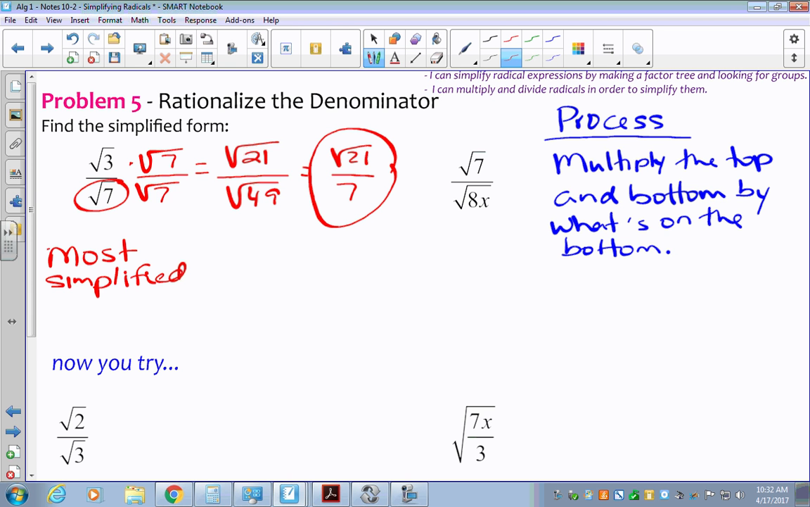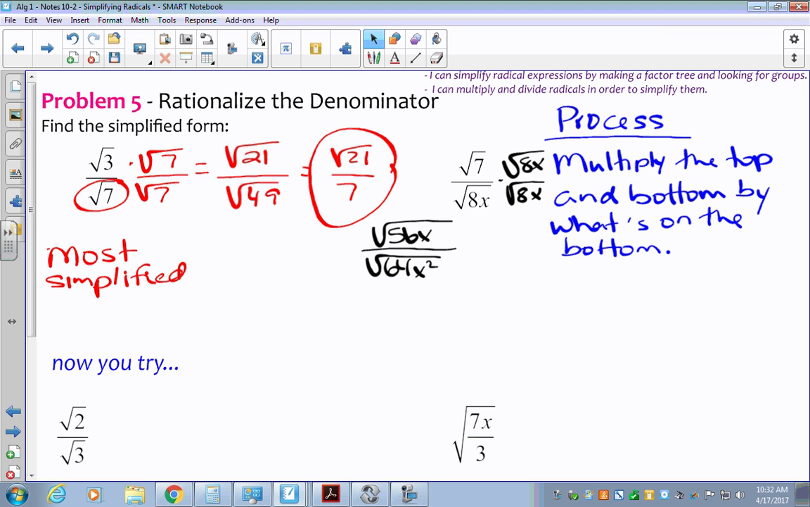Okay, so we're going to do the same thing. This one right here, I have root 8x on the bottom, so I'm going to multiply the top and the bottom by root 8x. I'm going to get square root of 56x on the top and square root of 64x squared on the bottom. What perfect square is a factor of 56? And your hint is it's also a factor of 8. So what perfect square is a factor of 8?